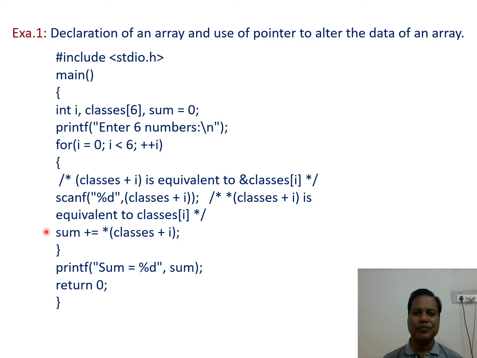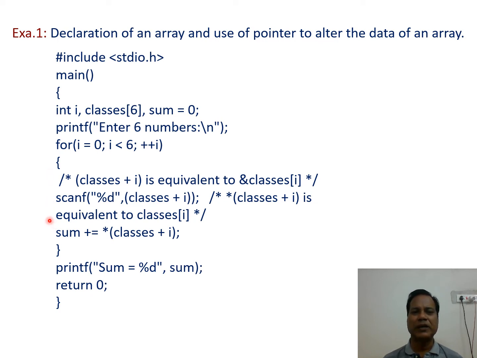Then the next statement: sum plus equal to asterisk classes plus I semicolon. So what is the data stored in this memory location? That is added to the sum, and the addition is stored in the left side variable sum. Then the value of I is incremented and the process is repeated a second time.